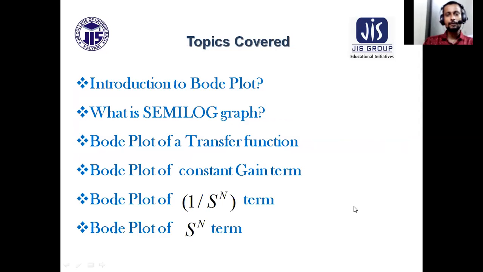Now, what are the topics to be covered in today's lesson? First, we'll be discussing a brief introduction of Bode plot. Then we'll discuss what is semilog graph paper, and why semilog graph paper is used in the Bode plot method. Then we'll discuss how to get the Bode plot of a transfer function. And as we all know, a transfer function may be combined of different terms, so we'll also be discussing how to get the Bode plot for each individual term.